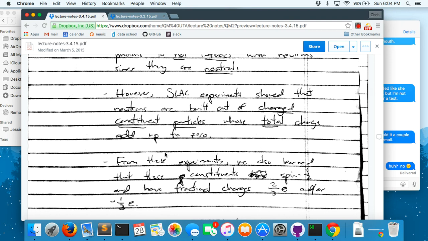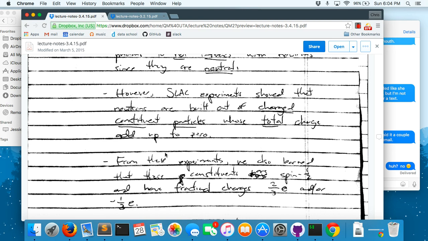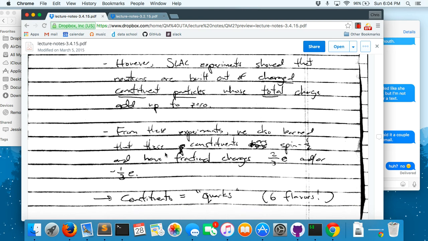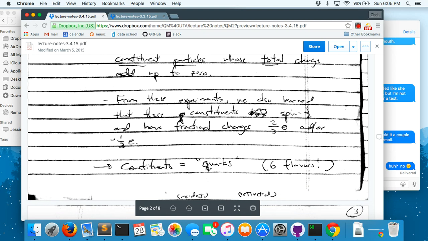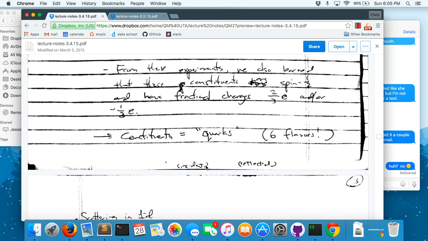By measuring the angle of the deflection and other types of observables, we were able to learn that these constituent particles are spin 1/2, a lot like the electrons. But the weird thing was that they had fractional charges. So instead of plus or minus e, they had charges of 2/3 e or minus 1/3 e. And it turns out that these constituent particles are now known as quarks.